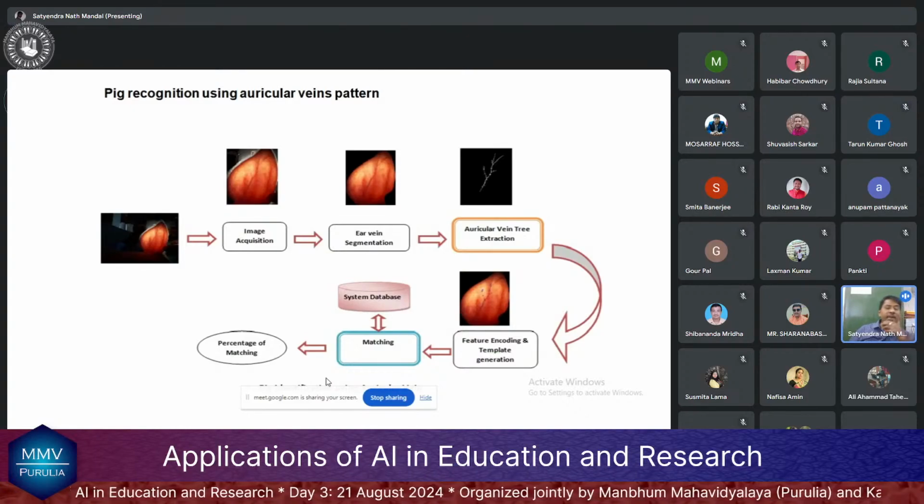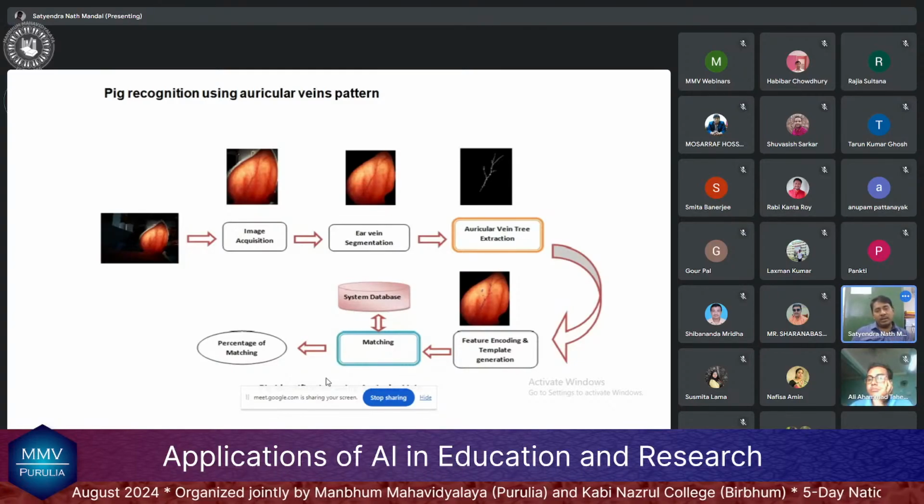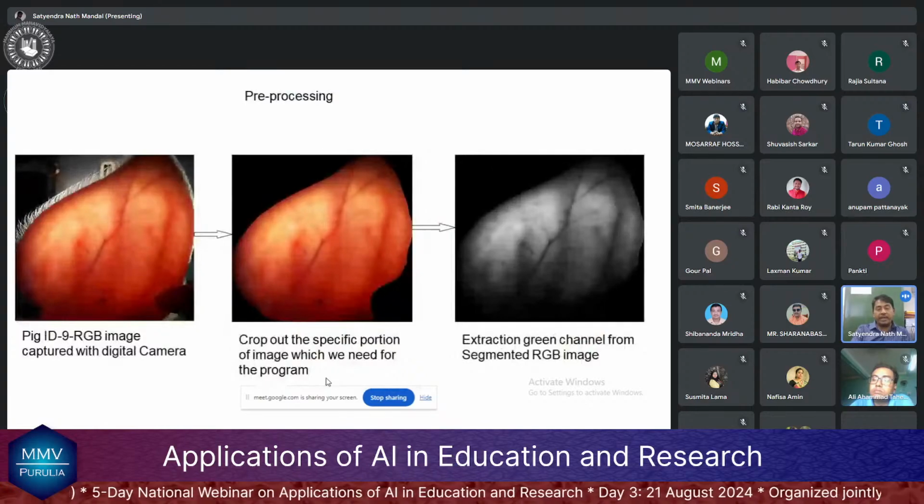Then again we recapture it. Again we recapture it. Then we match, and we have seen that the matching accuracy of the same pig across different years is totally different from the other pigs. So that's the ear venation pattern. If we use the ear venation pattern as identity, then we can individually identify the pig.